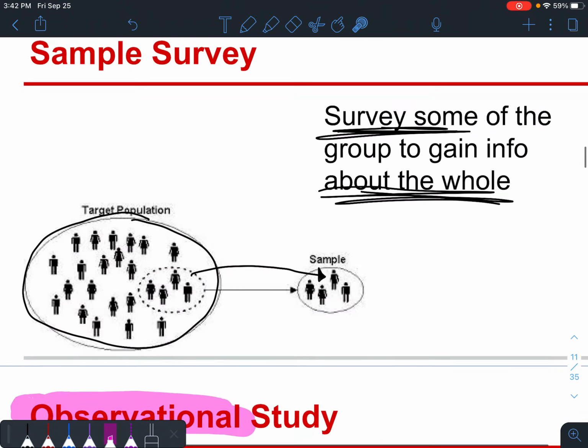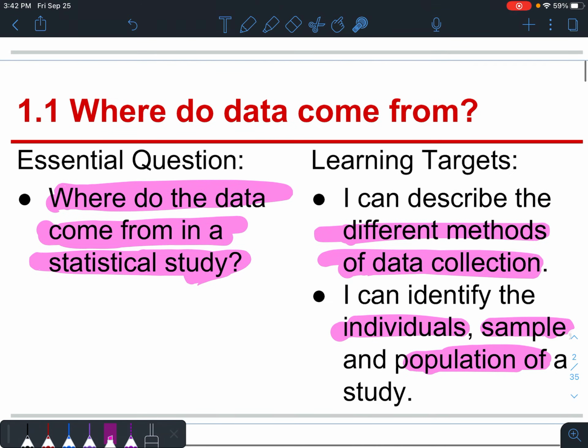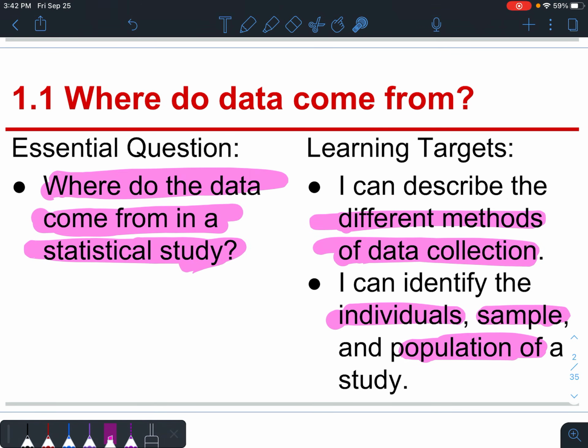So that is, where do data come from? Go back to the top to wrap it up here. At the end, I can describe different methods of data collection. We're talking about the surveys, the census, the experiments, observational studies. I can identify individuals, samples, and populations of a study.